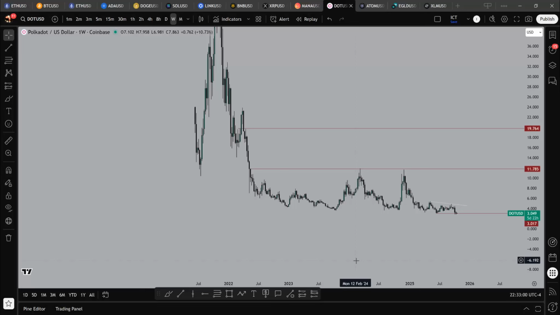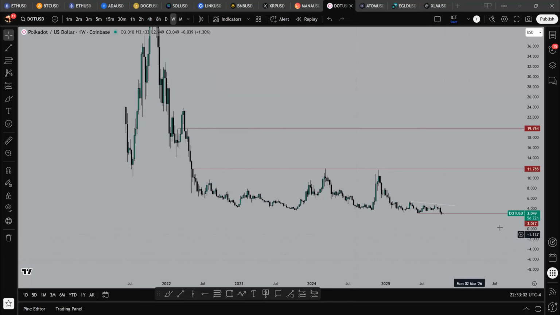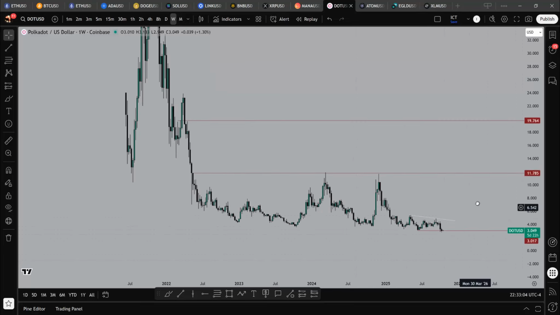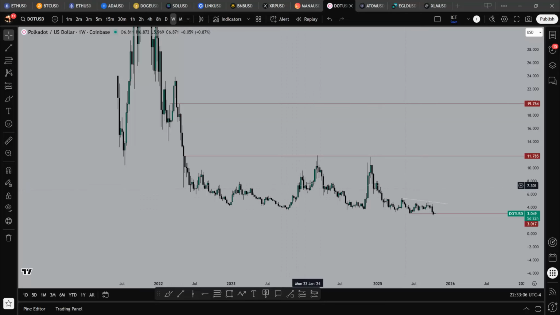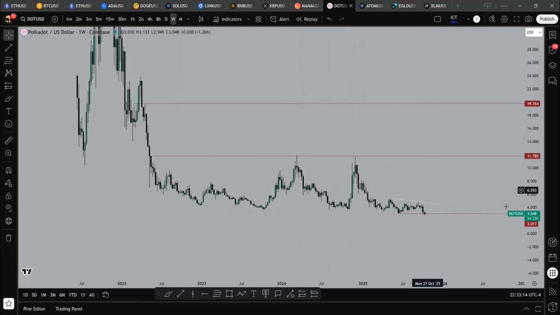All right, up next is DOT. So DOT's one that I've been watching for a while, and a lot of these coins have this behavior where they try to pump with the stock market and then they fell. So I really like this chart.